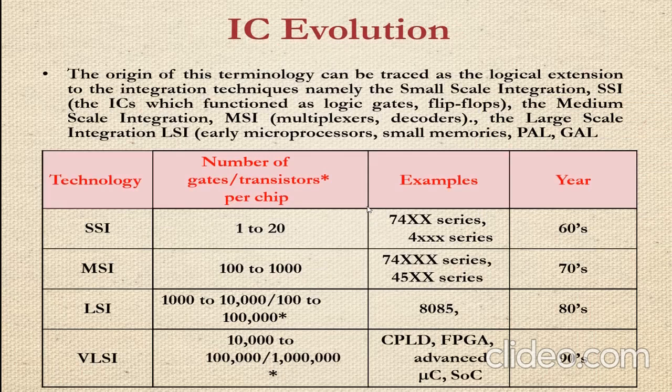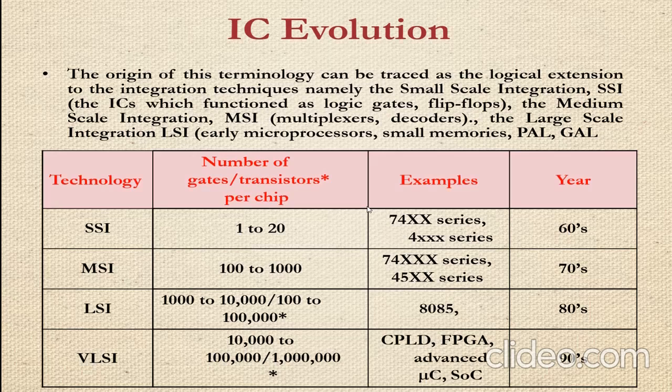How did this IC evolution take place? Somewhere in your second year, you must have come across these terms, that is SSI, MSI, LSI. What is SSI? That is the IC technology which involves only a small number of transistors, that is only 1 to 20. The examples of SSI are the 7400 series ICs, that is AND, OR gates, which you have studied in your second year.